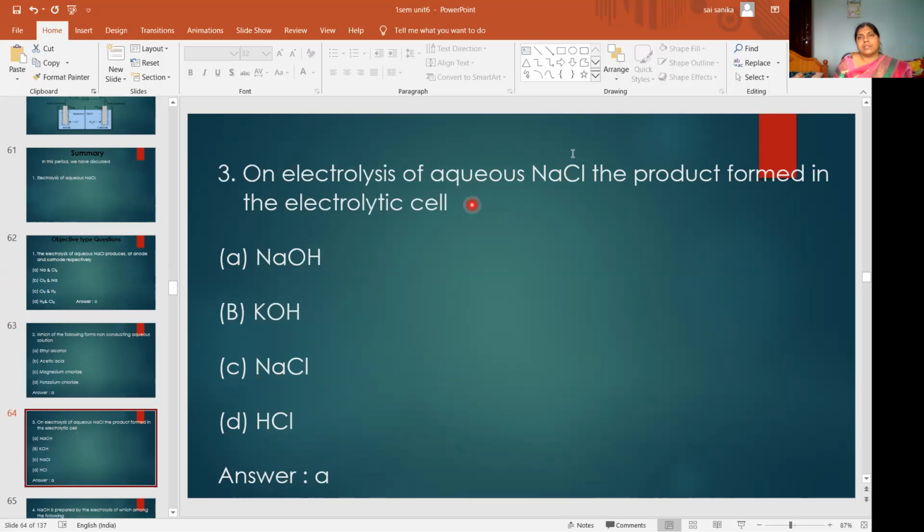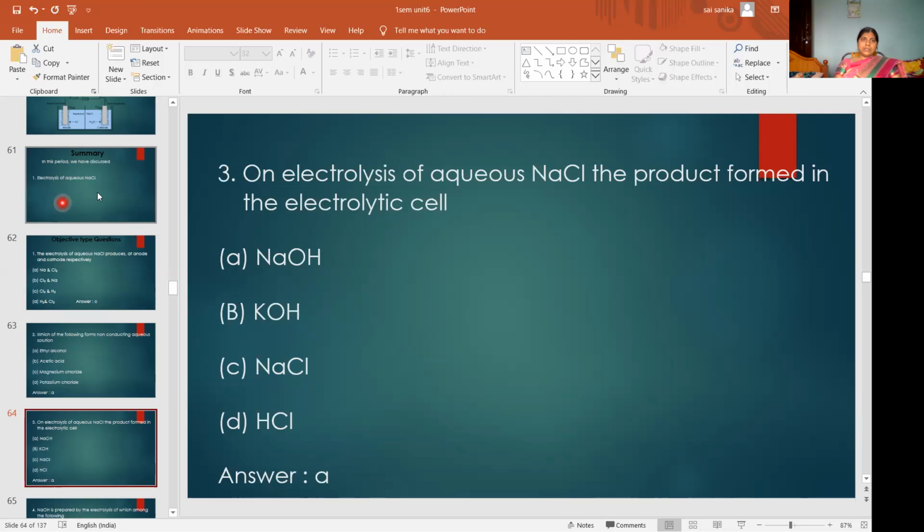Next come to the third question. On electrolysis of aqueous NaCl, the product formed in the electrolytic cell. So once again I will read the question. On electrolysis of aqueous NaCl, the product formed in the electrolytic cell. He is asking not at the electrodes, but in the electrolytic cell, which is the product forming.